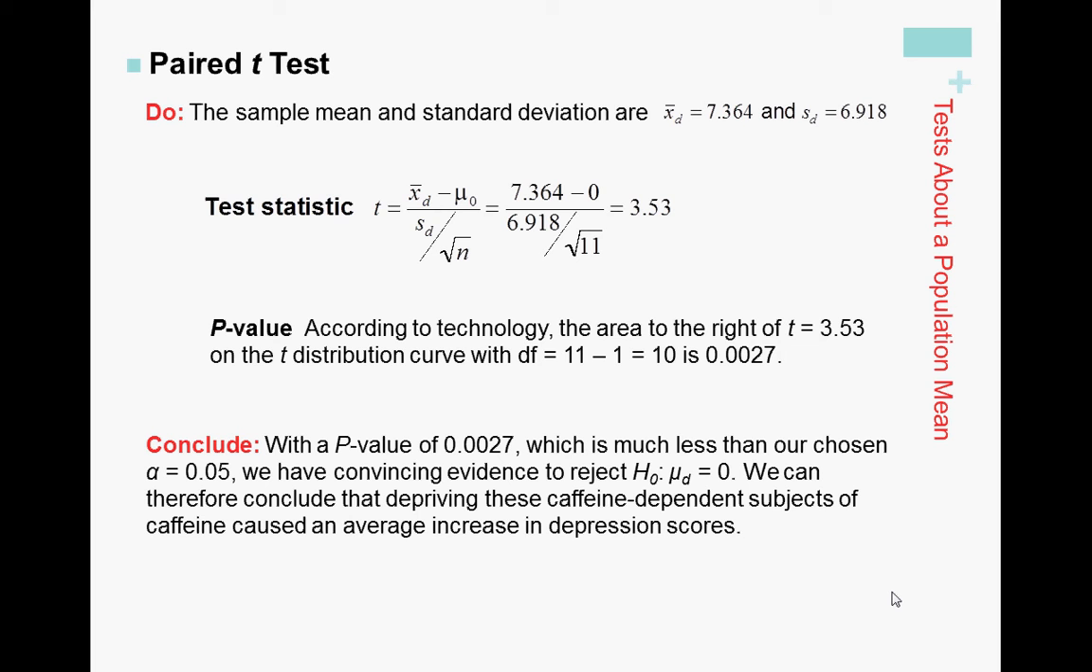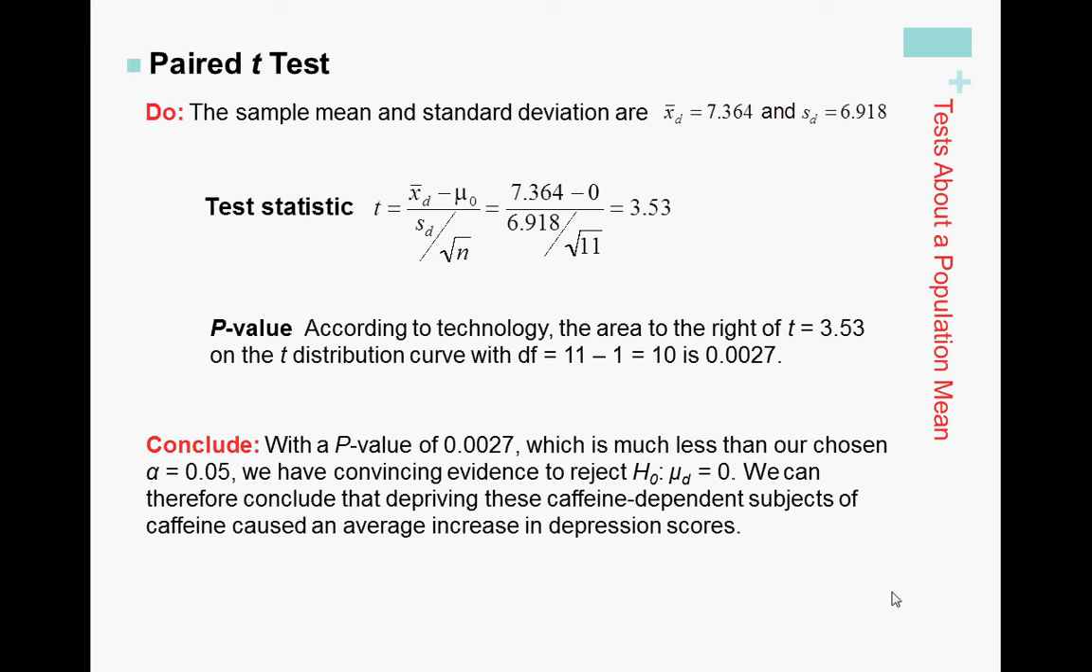We can therefore conclude that depriving these caffeine-dependent subjects of caffeine caused an average increase in depression scores. So we spoke both to the null, which we rejected, and the alternative hypothesis in context, which we accepted. So there's good evidence for it.